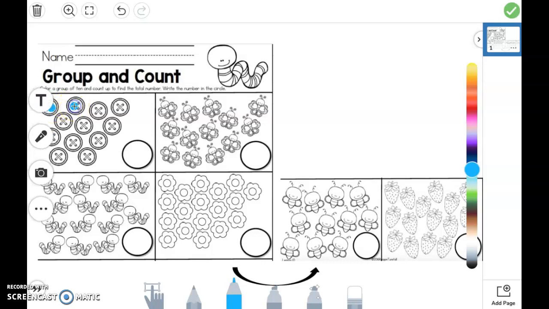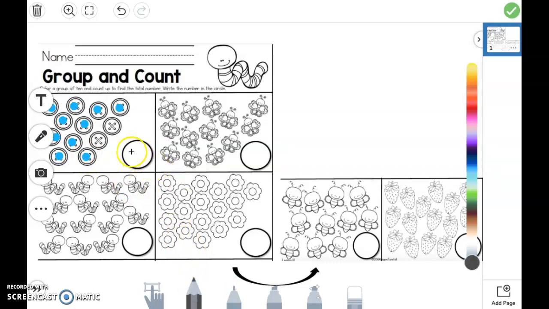1, 2, remember I'm counting to 10. 1, 2, 3, 4, 5, 6, 7, 8, 9, 10. So right there is my group of 10.